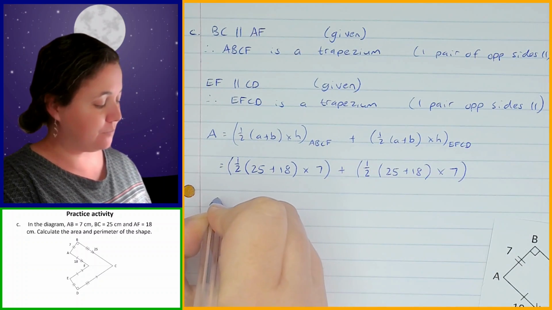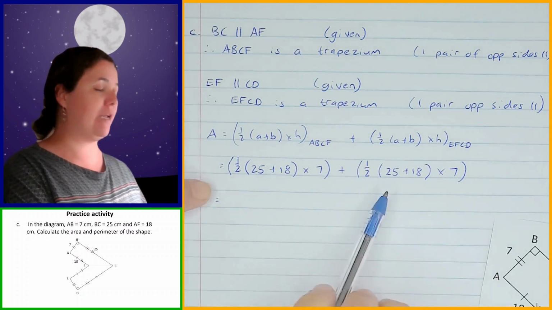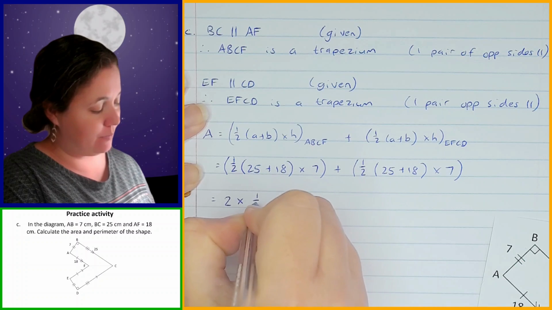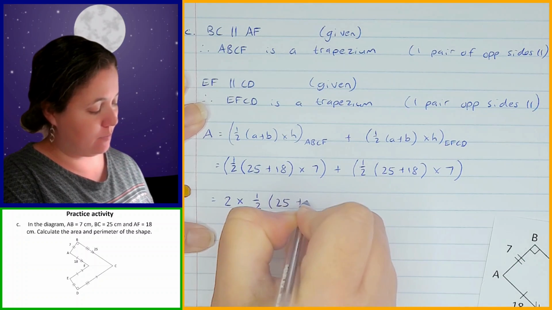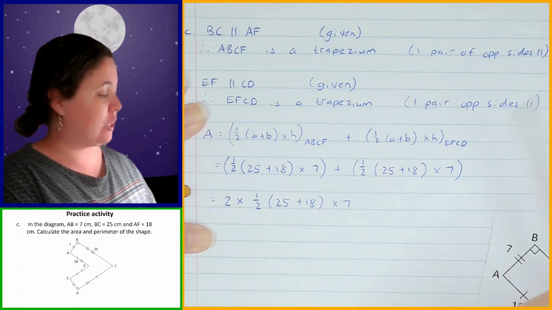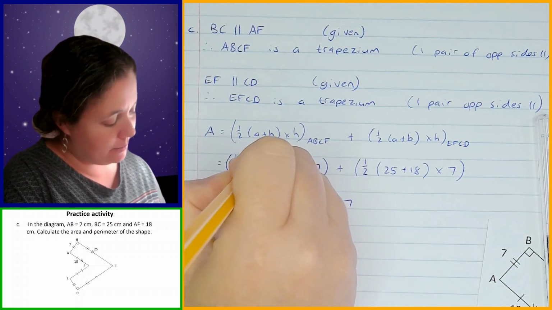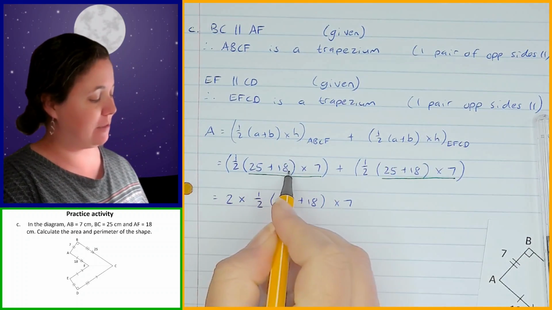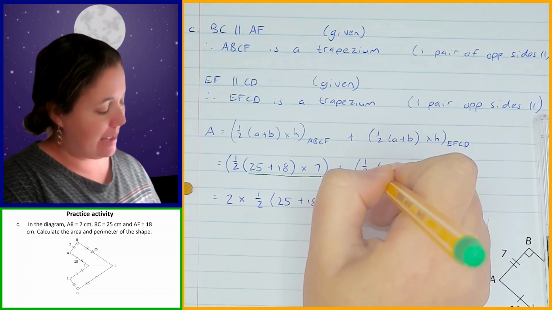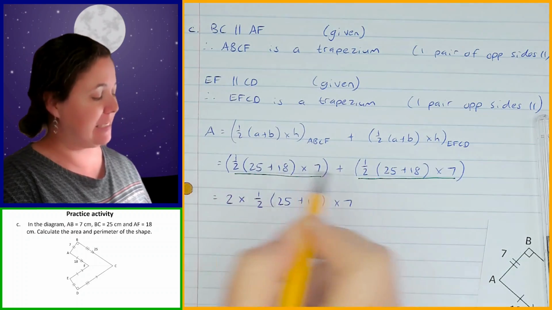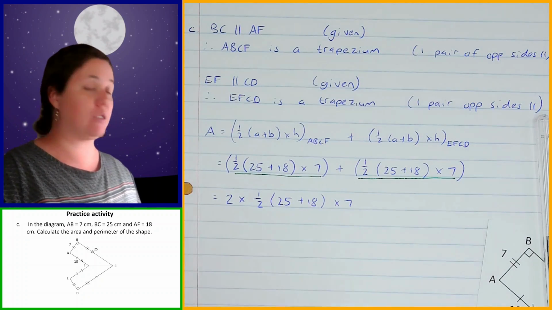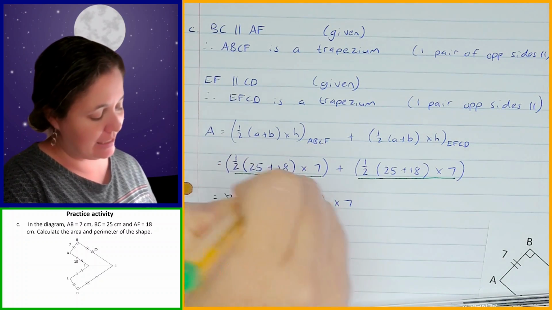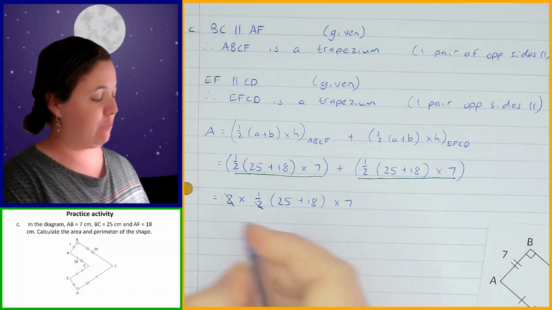Okay, so now because these are exactly the same as each other, it's actually the same as having 2 times one of them. Because if you look over here, this is exactly the same as that over there. 25 plus 18 times 7, 25 plus 18 times 7, and they're both being times by a half. So they are identical to each other. So it's the same as having 2 times one of them. Okay, so when I have 2 times a half, these are going to cancel out. So it's actually just 25 plus 18 times 7.